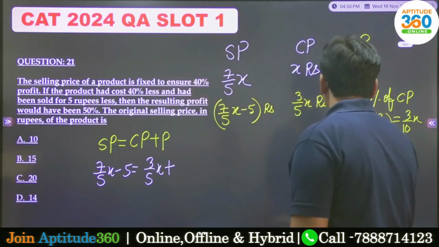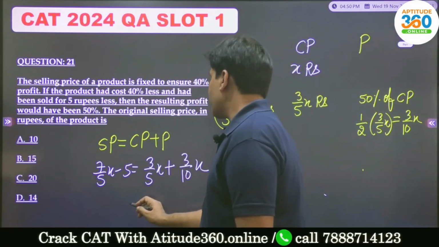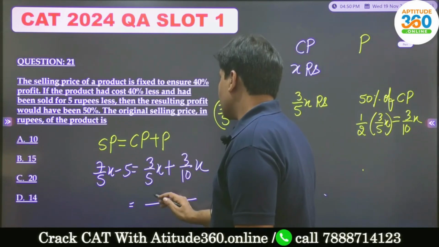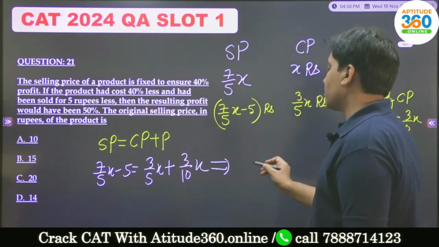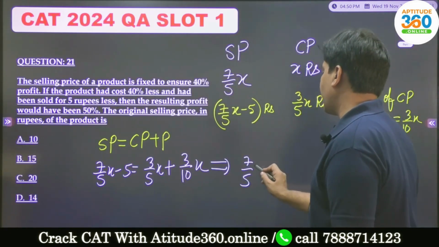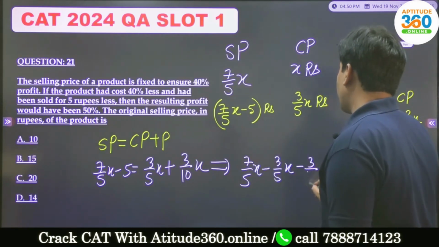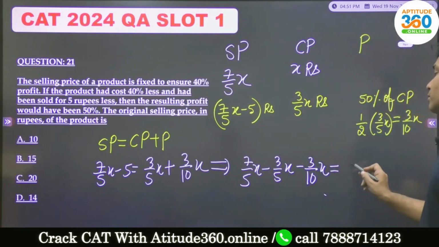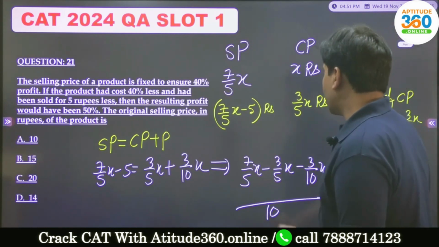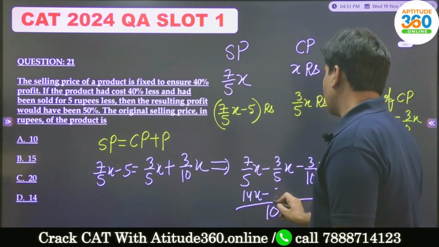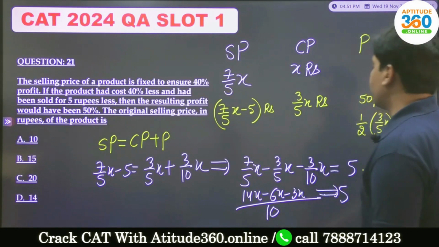The value of profit out here is 3 by 10x, isn't it? So what if we simplify this thing over here? Let 5 come on one side of the equality. So that comes out as 7 by 5x minus 3 by 5x minus 3 by 10x, that is equivalent to 5. So if I take 10 in the denominator, then it is going to be what? 14x minus 6x minus 3x, and that is nothing but 5.